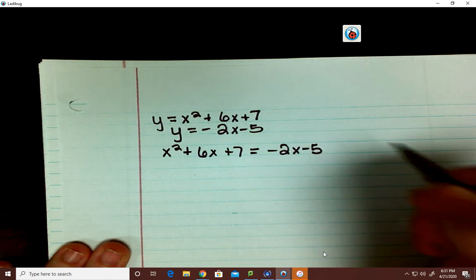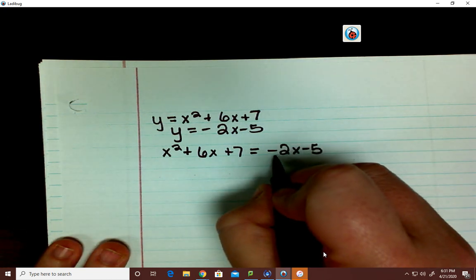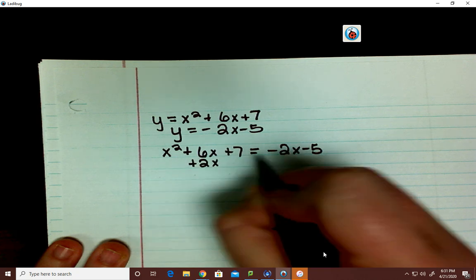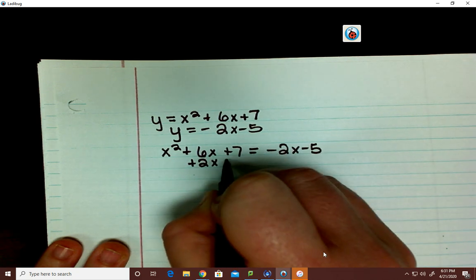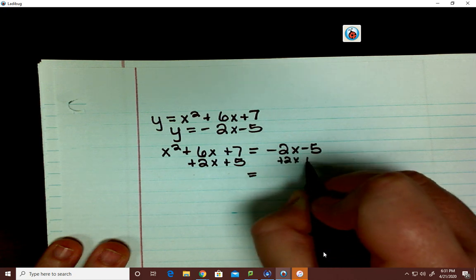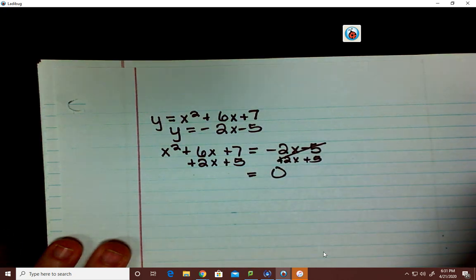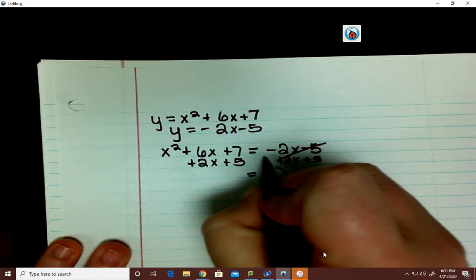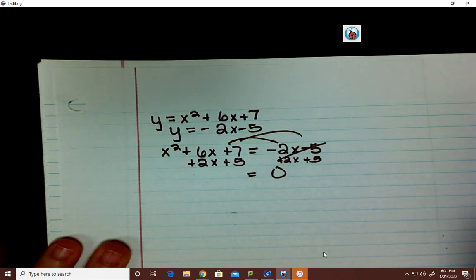Then we make the equation equal to 0. So when I move this over, that's a plus 2x. And that's a minus 5. So when I move it over, that's a plus 5. That's gone when we do that because it's like the opposite. So that's 0. Or when you move it over, remember it changes the sign.